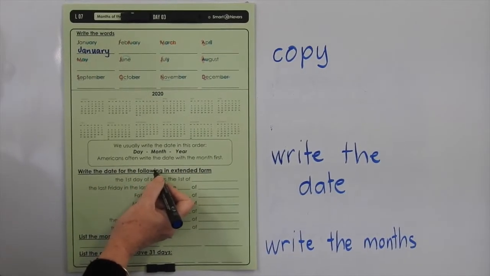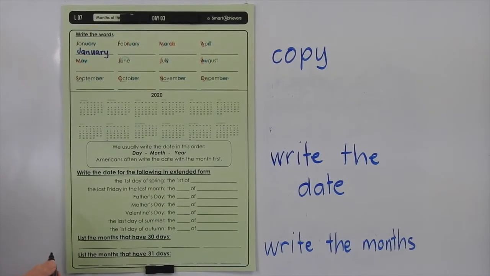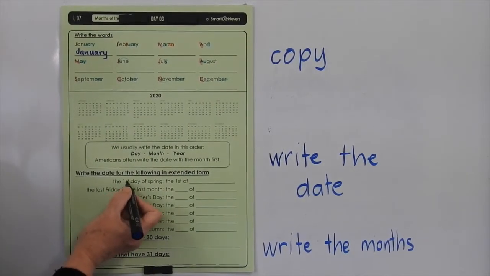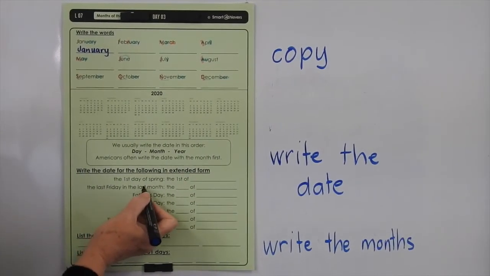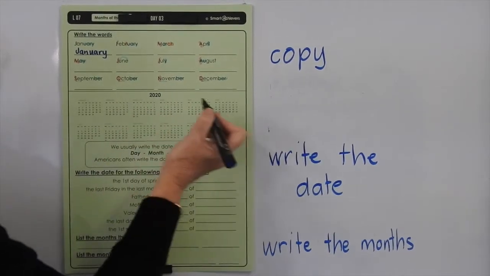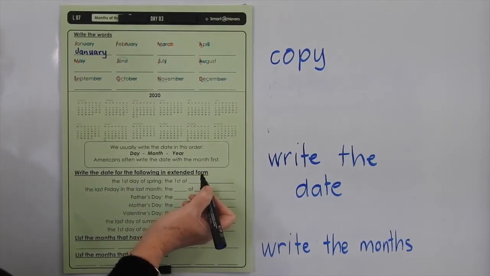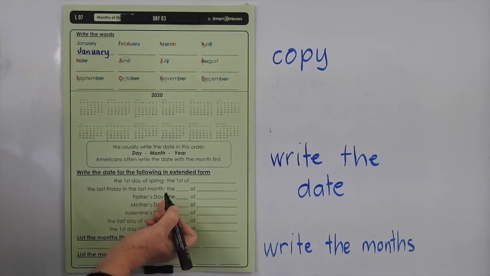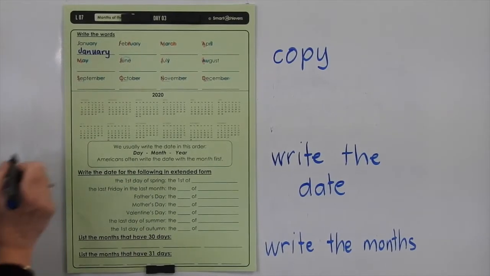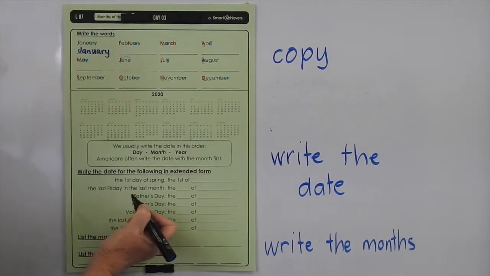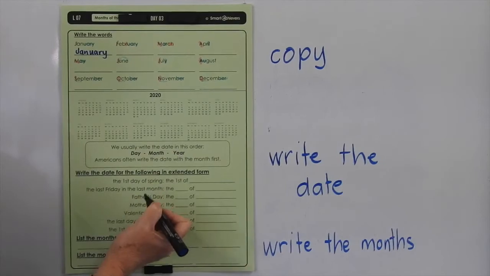So write the date for the following in extended form. Now if you don't know the answer to these, you could discuss them in your group or you could Google them. So the first day of spring is the first of, and what month would it be? The last Friday in the last month, so you can work that one out, which is the last month, which is the last Friday in that month, and you have to write the date of that month down. When is Father's Day? Well, you know Father's Day is always the first Sunday in September, so you could work that out by looking at the calendar. Mother's Day, you know, is the second Sunday in May, so you could work those out.